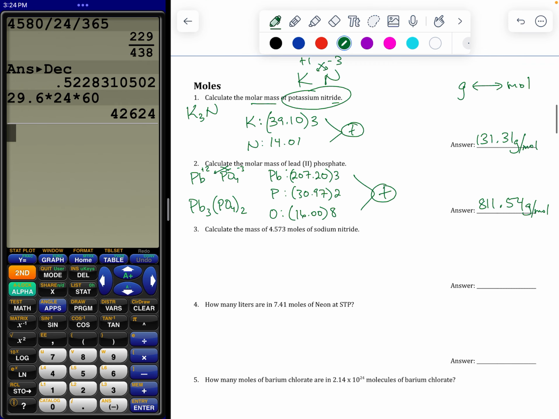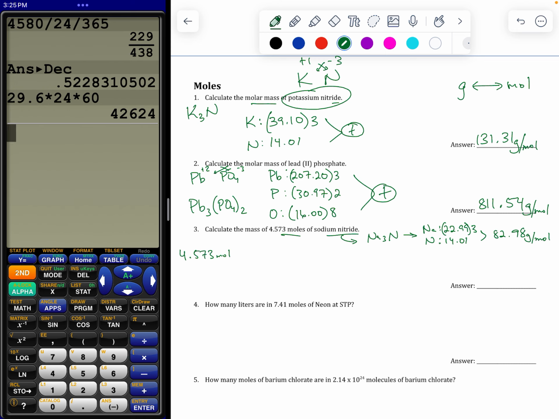So now we're going to calculate the mass of this many moles of sodium nitride. And again, sodium nitride is Na3N because of the charges. And before I move on, I need to make sure I calculate the molar mass as I did above. So there's a sodium, which is 22.99. There is a nitrogen, which is 14.01. There's 3 sodium ions, so I have to do that. And I end up with, once I add them together, 82.98 grams per mole.